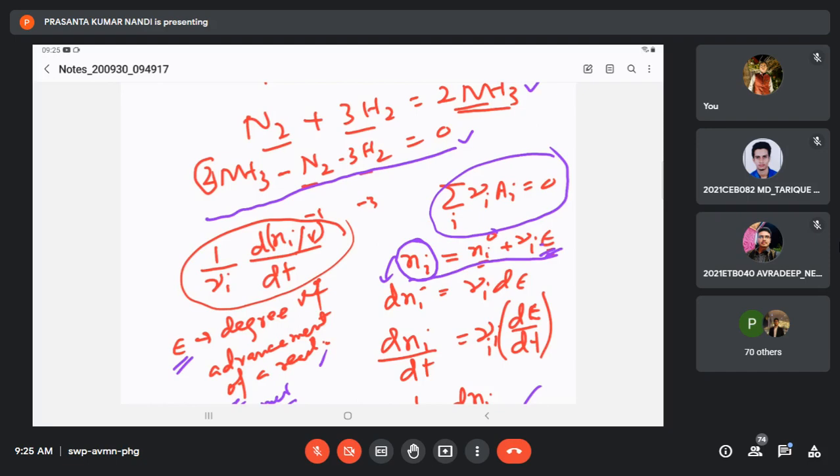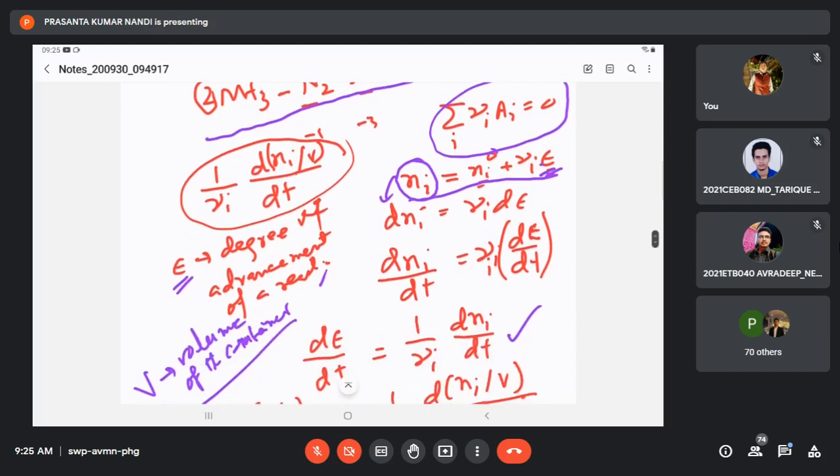So when differentiating this, we can write dNi equals, because Ni0 is constant, so it will be 0, nu_i d epsilon. Okay, so we can write it in this form. If we differentiate with respect to time, that is dNi/dt equals nu_i d epsilon/dt. Right? Now this can be rearranged in this form: d epsilon/dt equals 1 by nu_i dNi/dt.